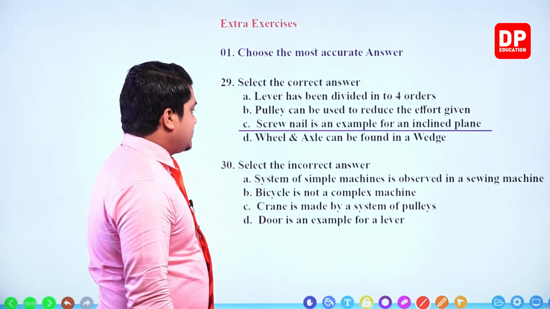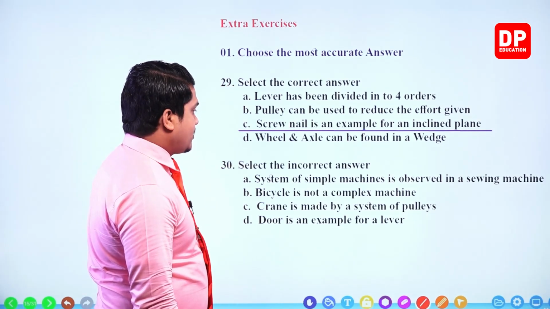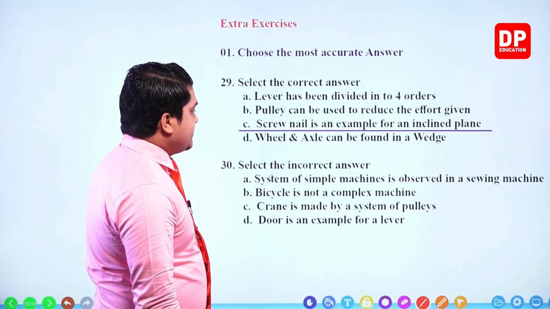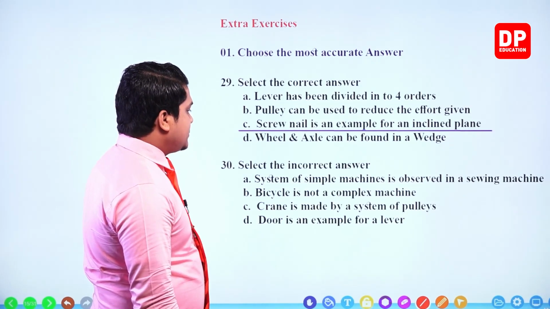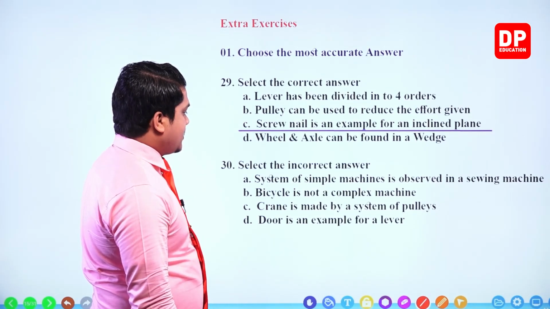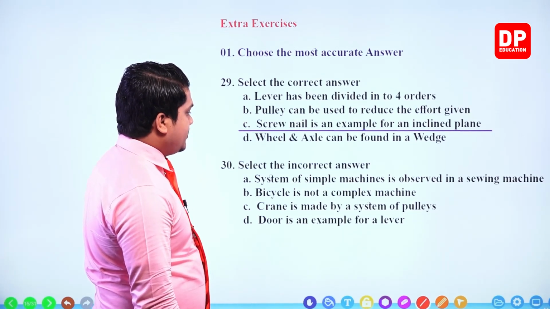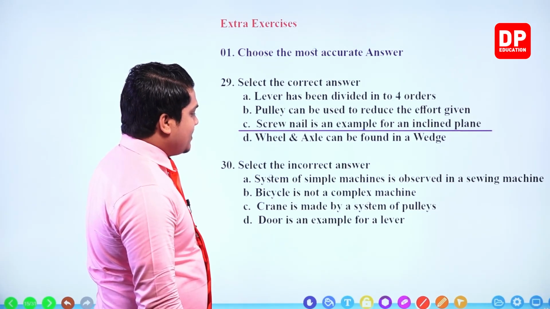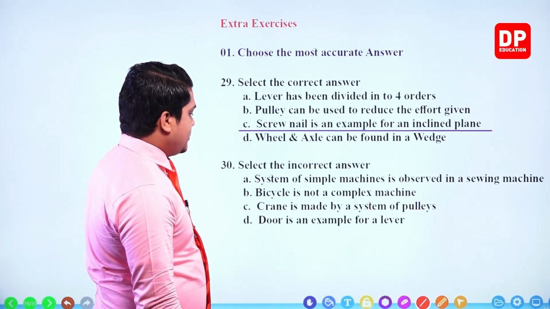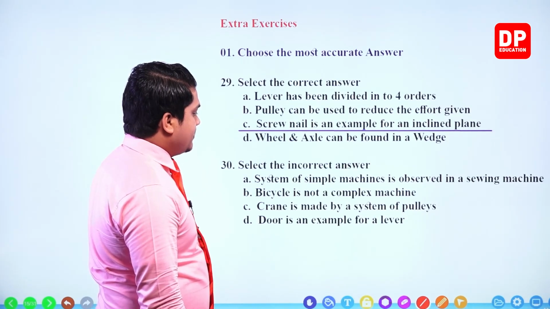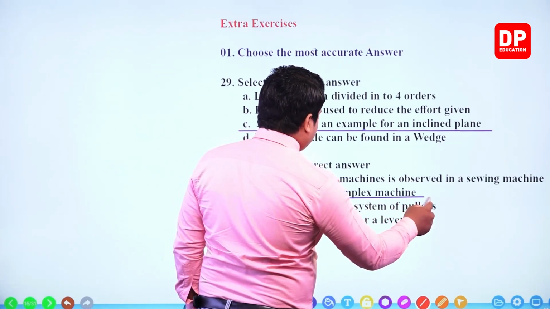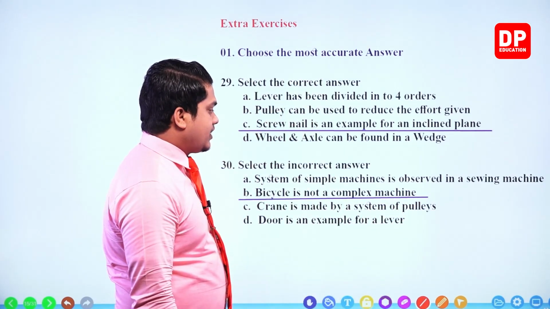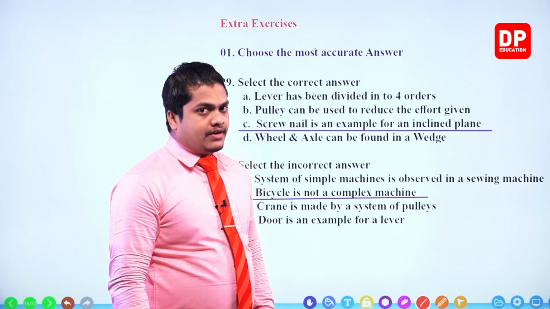Next one, 30th. Select the incorrect answer. System of simple machines is observed in a sewing machine. Correct. Bicycle is not a complex machine. That is incorrect. Crane is made by system of pulleys. That is correct. Door is an example for a lever. That is also correct. So bicycle, not a complex machine, should be our incorrect one.